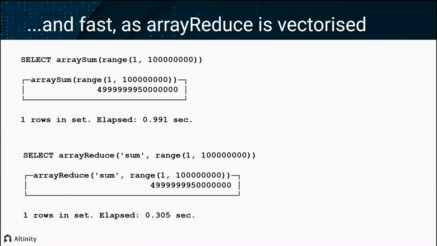So in this example, I can calculate a sum of 10 billion elements with the array sum function, and it takes a bit less than a second. But if I use array reduce for the exact same purpose, the query time is reduced 3 times. I also played with some other examples that are not shown here, but in some cases, array reduce may provide even 10 times or 100 times better performance, thanks to better parallelization on all the layers.